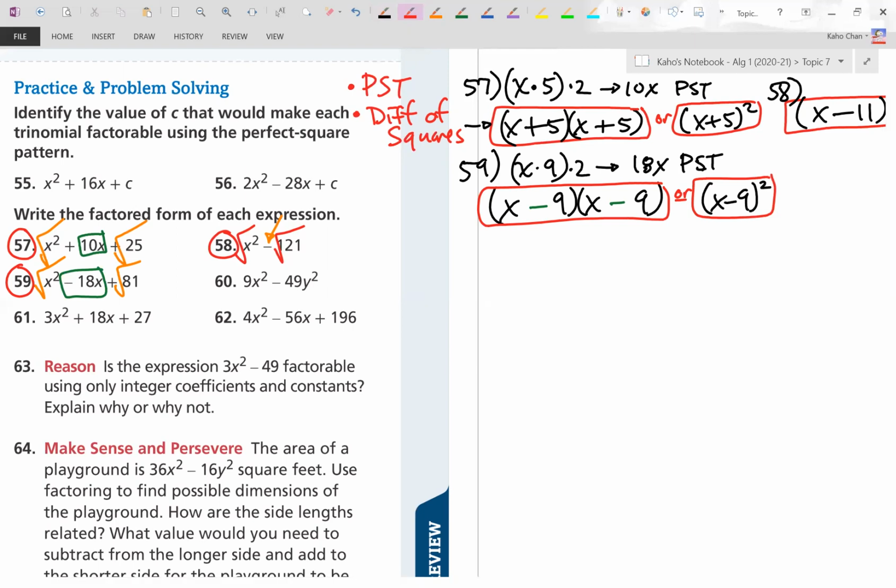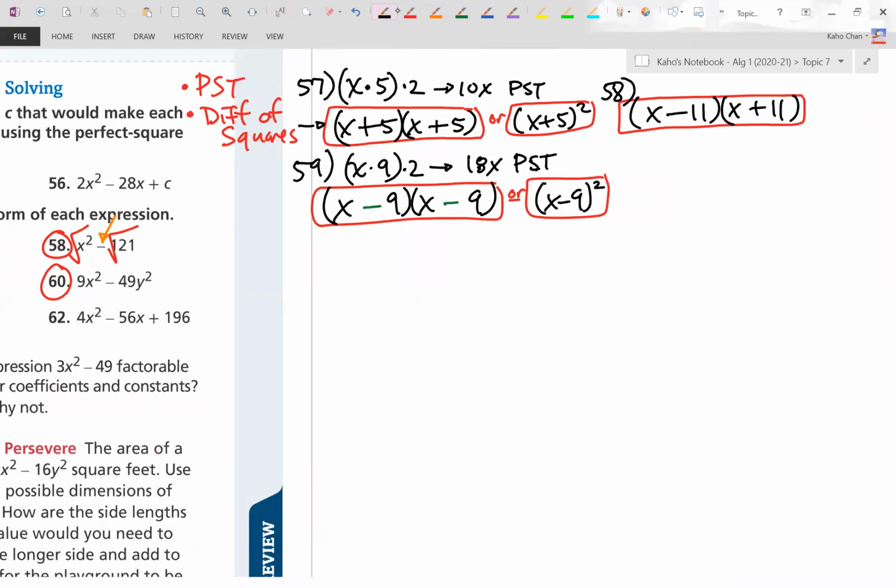Ooh, looks like we have another binomial coming up with number 60. Any questions on 59? Number 60. We have to check, oh, we do have a minus sign. Is 9x squared square rootable? Yes, that is 3x. Interesting. Square root of 49y squared is definitely a perfect square.